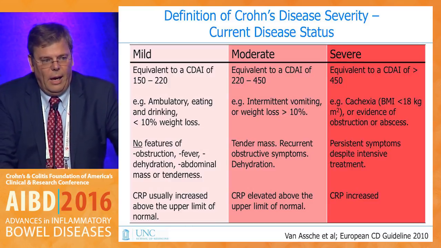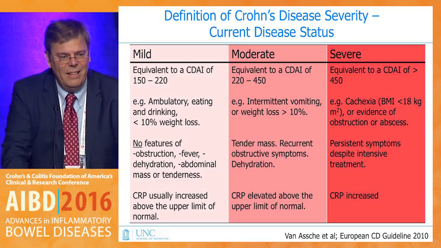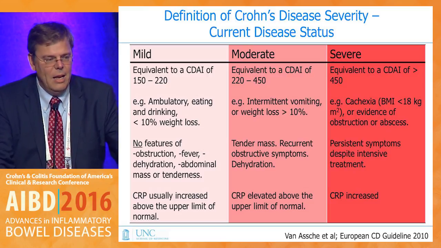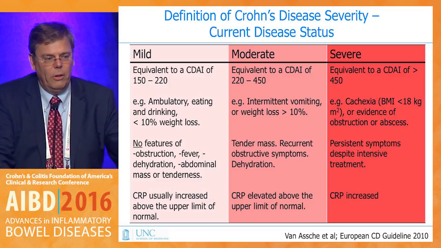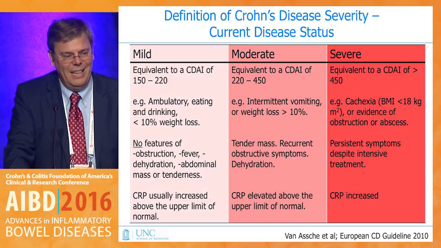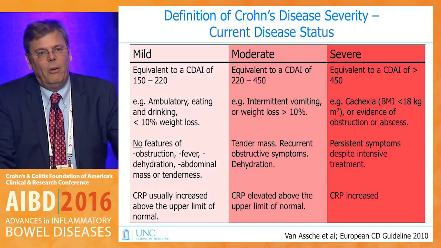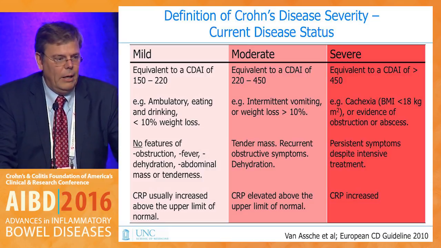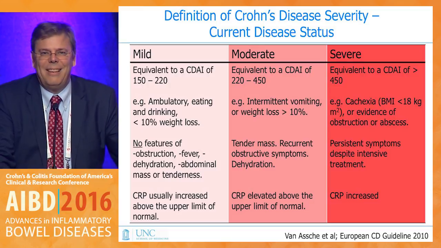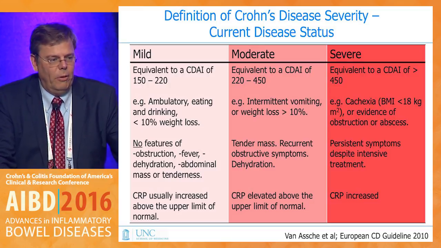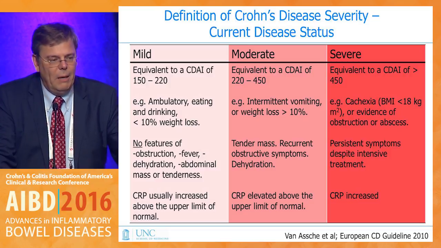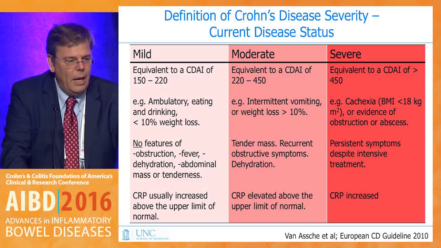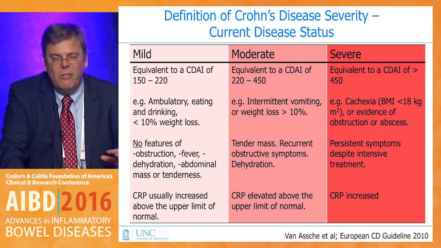I will try. First of all, how you assess the current disease status. I think the best definition I found was in the European Guideline for Crohn's disease, published in 2010, that you can define mild, moderate, and severe disease according to CDAI, the Crohn's Disease Activity Index, which we normally don't do in clinical practice, but we consider a CDAI of 150 to 220 as mild. And what does it mean? The patient is ambulatory, able to eat and drink normally, has less than 10% weight loss, and has no features of obstruction. He might have some diarrhea and some abdominal pain, but no fever, no signs of dehydration, no abdominal mass or tenderness. And the CRP is usually not increased or just slightly above the upper limit.